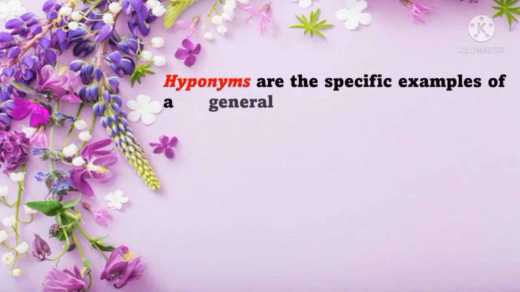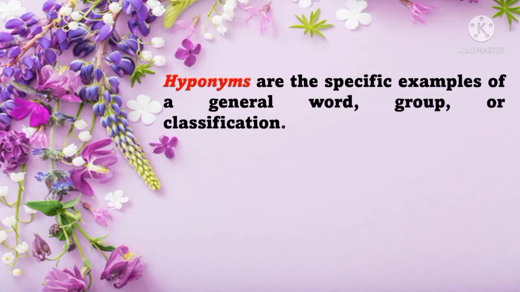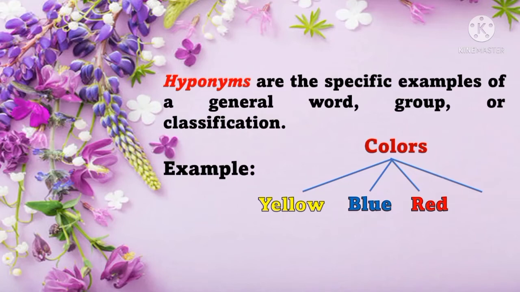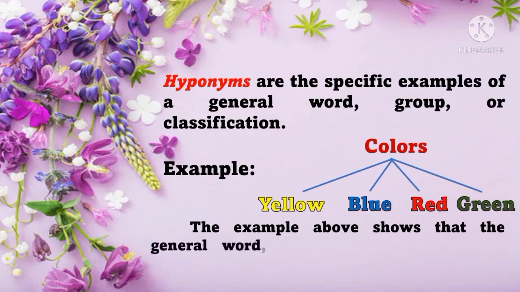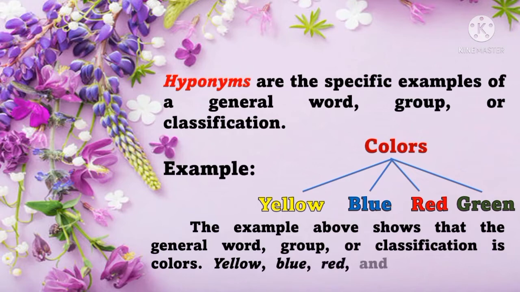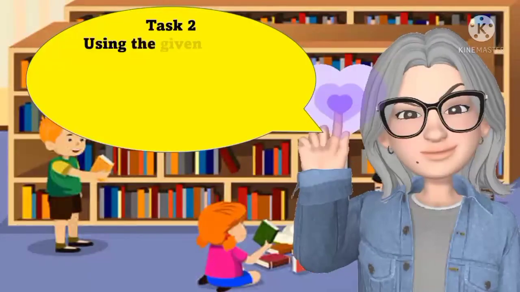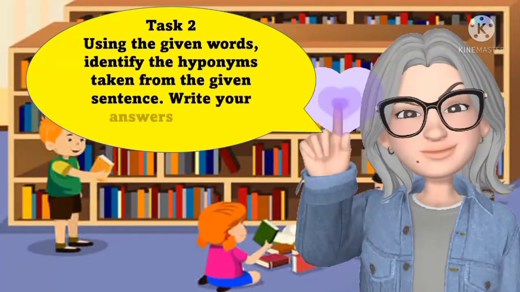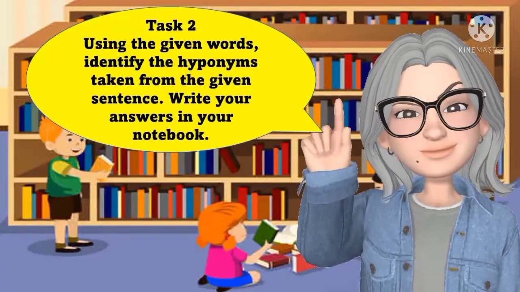Hyponyms are the specific examples of a general word, group, or classification. Example, colors. We have yellow, blue, red, green, and many more. The example above shows that the general word, group, or classification is colors. Yellow, blue, red, and green are the hyponyms. For task 2, using the given words, identify the hyponyms taken from the given sentence. Write your answers in your notebook.